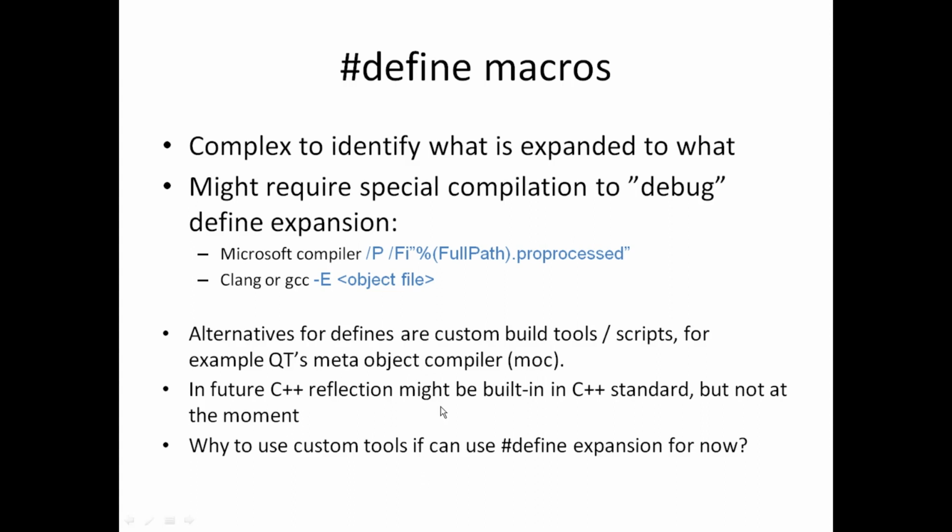An alternative to defines is to produce your own custom tools. For example, in Qt there exists the meta object compiler. And from what I have read on several forums, C++ reflection might be built into the next C++ standard, but it is not at the moment. So at the moment I'm trying to stick with the defines and using them.